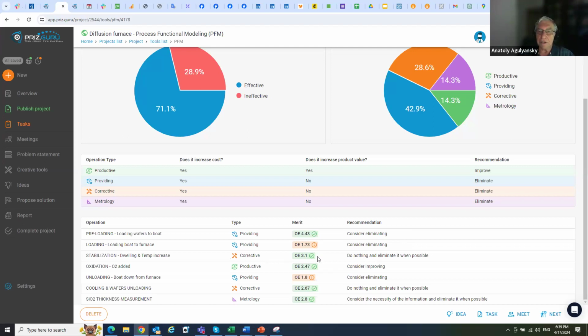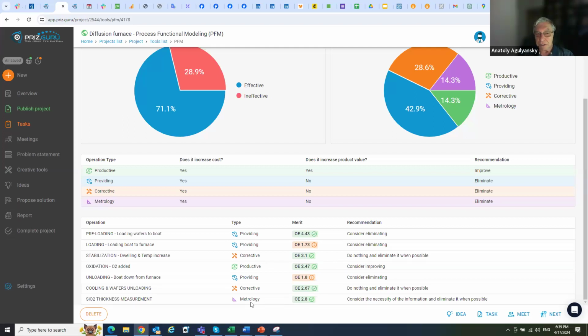Now, regarding corrective operation, our system recommends do nothing with corrective operations. Again, don't improve it. Don't spend time and money. When you improve the productive operation, when you eliminate the providing operation or make it easier, make it shorter, this corrective operation will disappear.